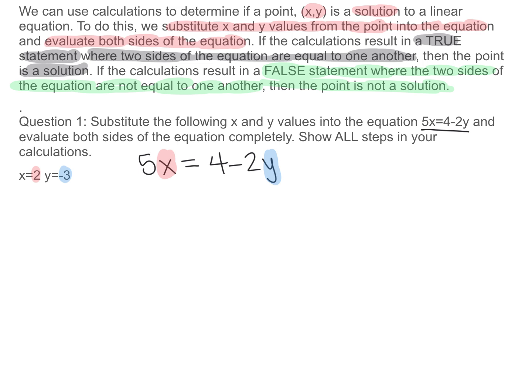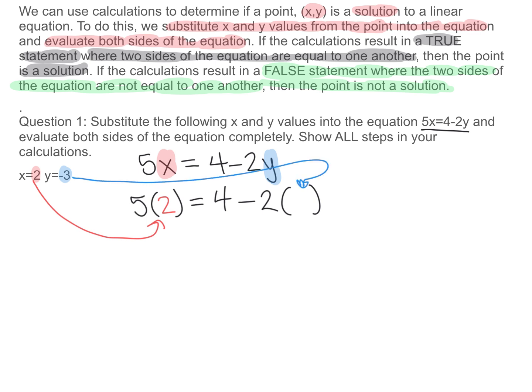to evaluate it. So this becomes 5 times the x value is equal to 4 minus 2 times the y value. I like to use parentheses when I'm evaluating, and so I'm going to plug 2 in here for x, and I'm going to plug in -3 for y, and then I'm going to just work it out and see if it makes a true statement.